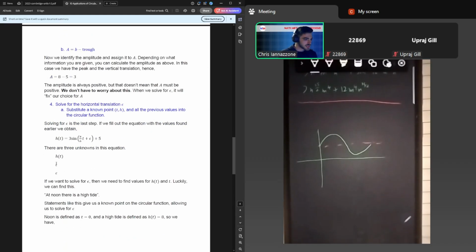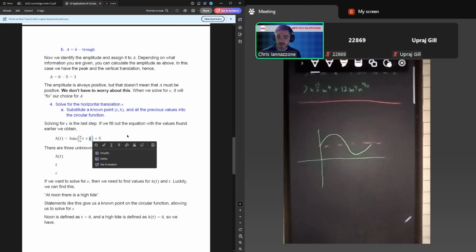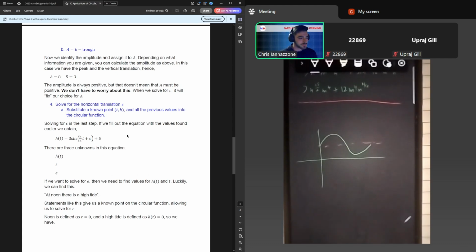Alright, so let's recap. We've got our N value, we've got our B value, we've got our A value, and so if we look at this function, we've only got a few more unknowns left. We don't usually consider h of t and t to be their own unknowns to solve anyway, but they're technically unknowns. And the other one is the horizontal translation. That's the only one that's left to actually solve for to get the equation that we want to have.